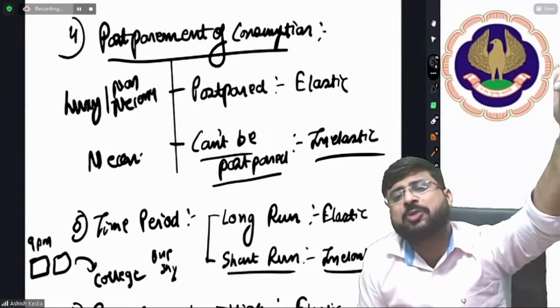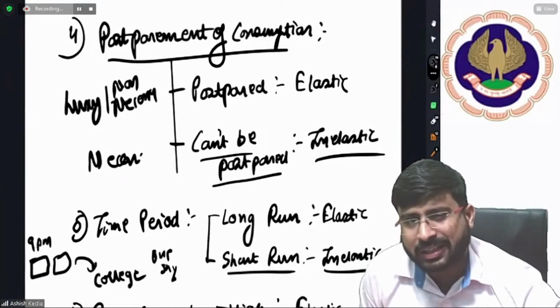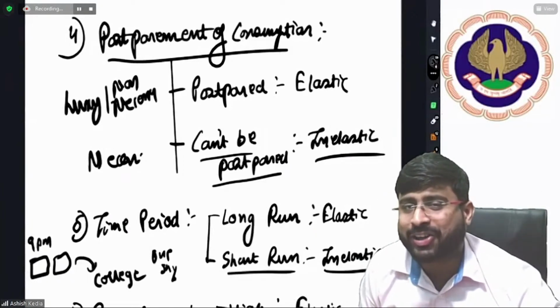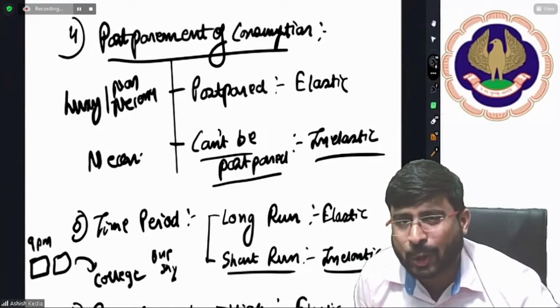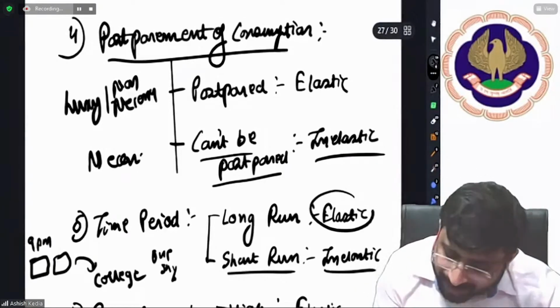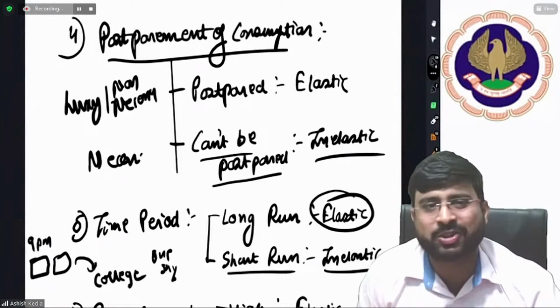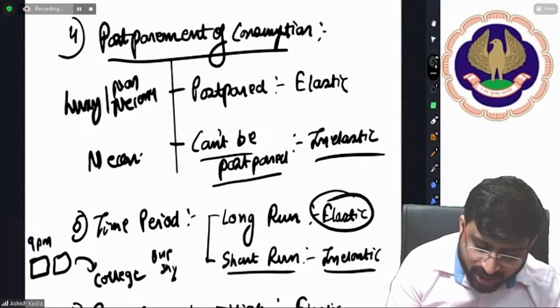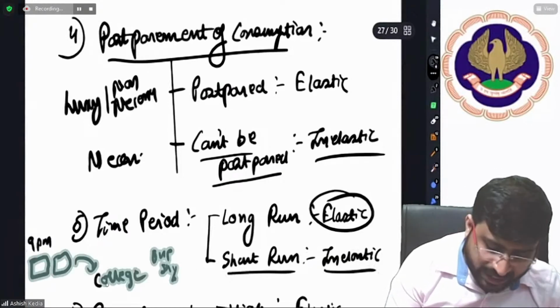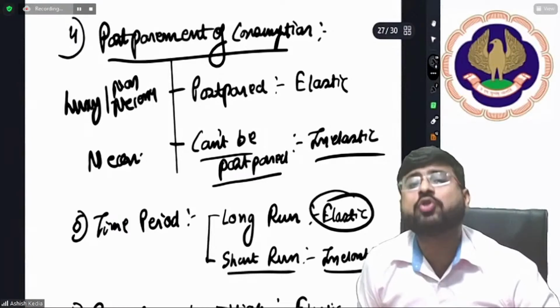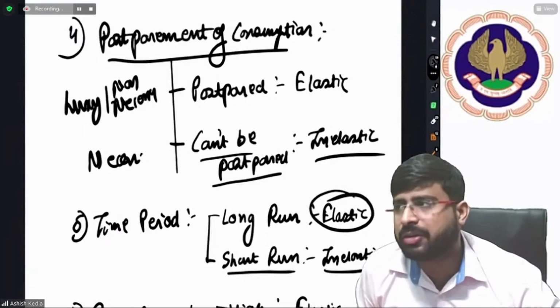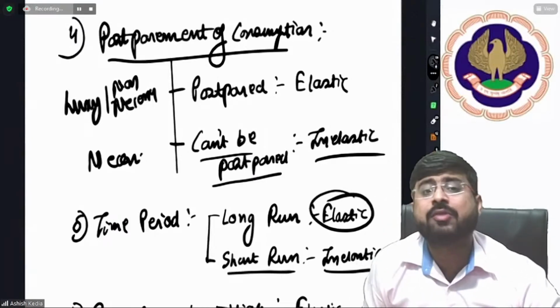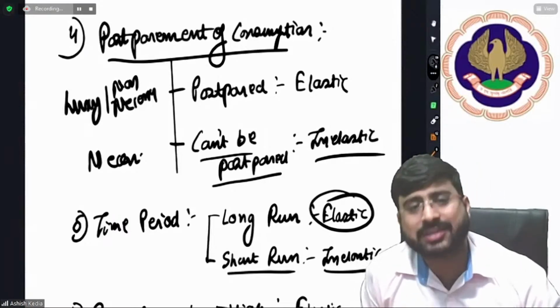But suppose your college project is to be submitted 1 month later. You have enough time to find out which seller is selling at the lowest price. So that time demand will be elastic because you are getting time to adjust your demand. If you don't get time to adjust your demand, we will call it inelastic in nature. That's right.